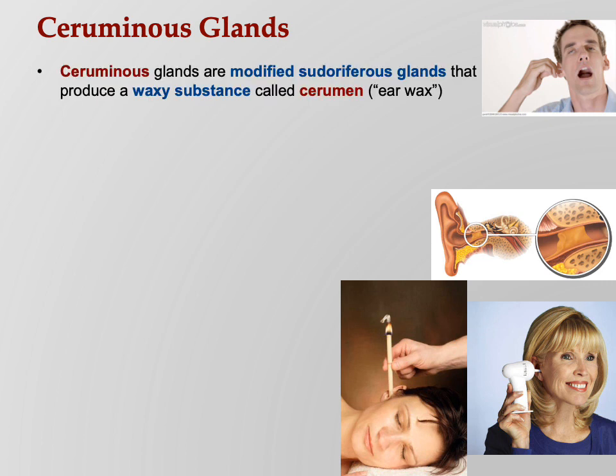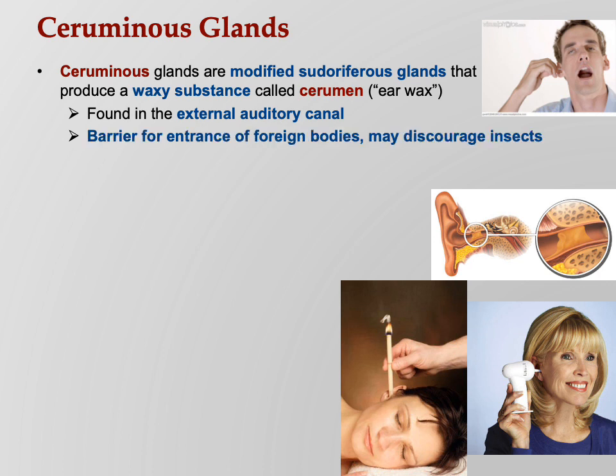Ceruminous glands, they form earwax, which is cerumen. They're modified sudoriferous glands. So they're modified sweat glands that just produce a really waxy sweat. They're found in the external auditory canal, all right, the outer passageway leading into your ear. They're a barrier for entrance of foreign bodies and may discourage insects. So think about it, that nice dark ear canal. A lot of bugs would think, ooh, this looks good. They'd want to crawl right in there and make themselves a home. Apparently cerumen is unpleasant to the insects, and so that's why they tend to stay out.